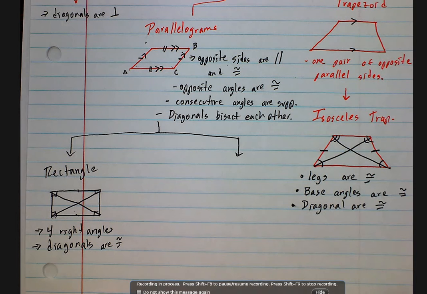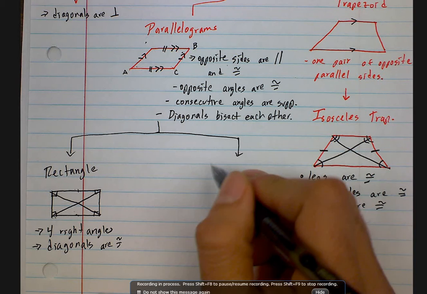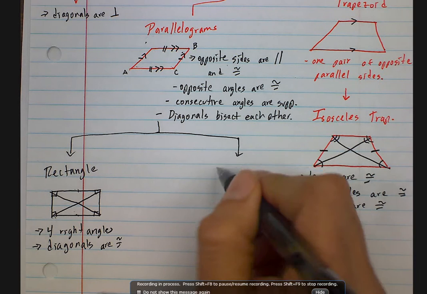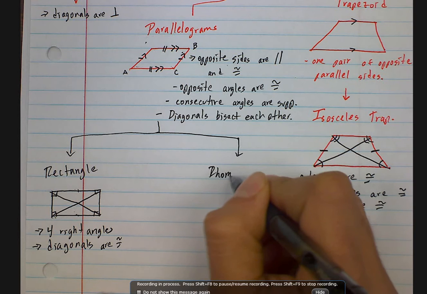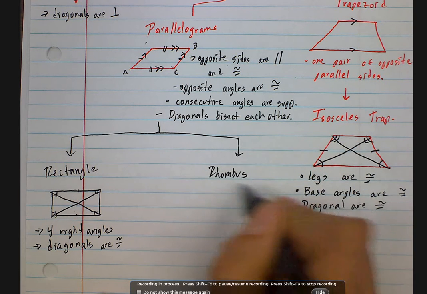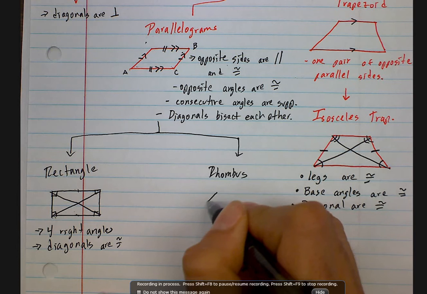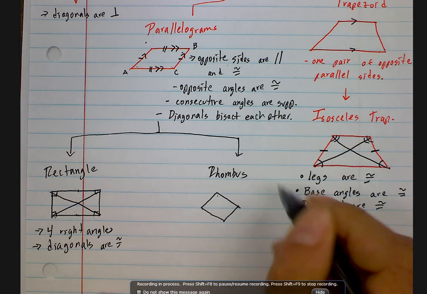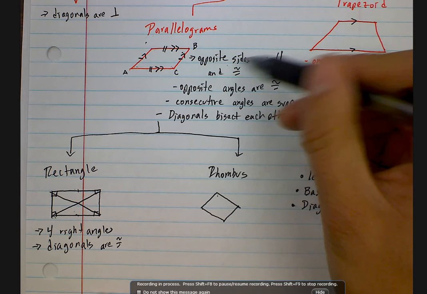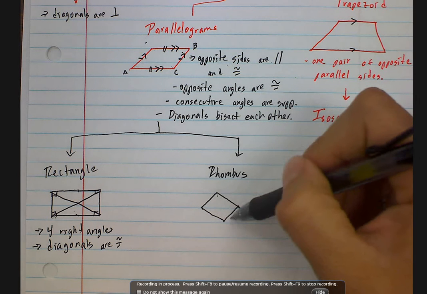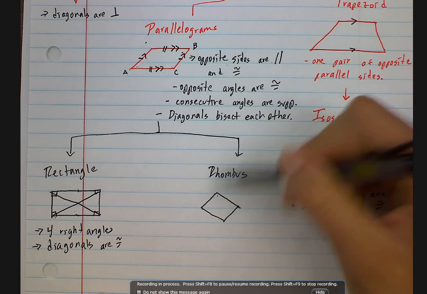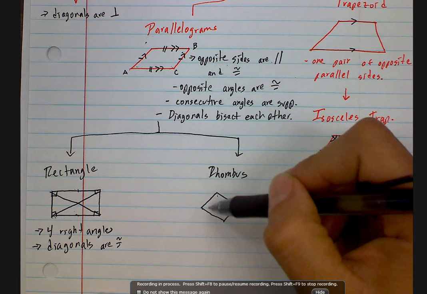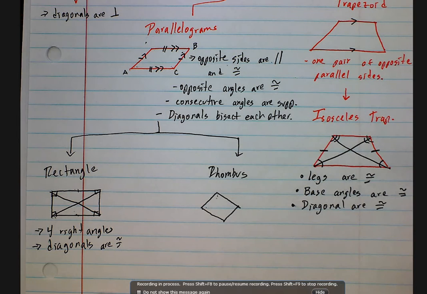Now we also have a rhombus. A rhombus looks like this. In a rhombus, the same thing applies. Opposite sides are parallel to each other. Opposite sides are congruent. Consecutive angles are supplementary: this one plus this one, they add up to 180. And diagonals bisect each other.